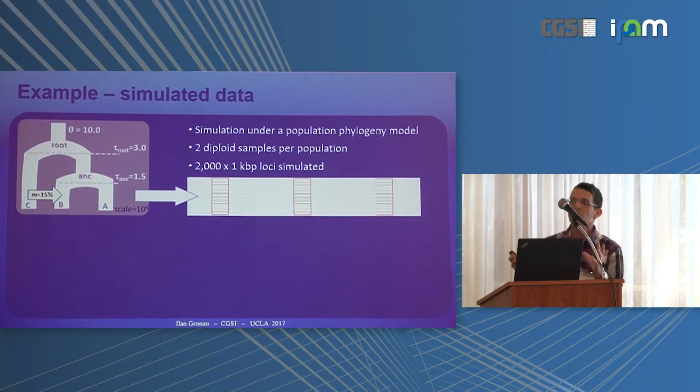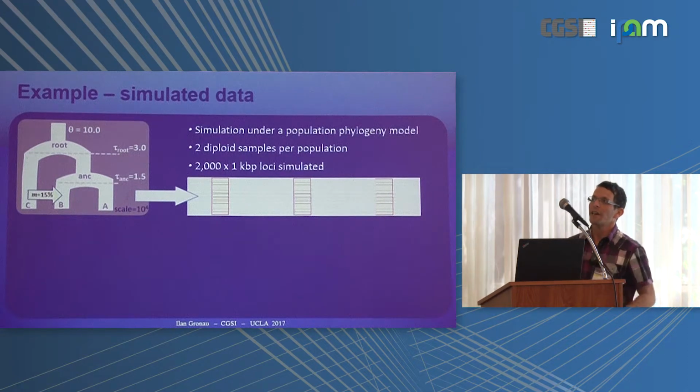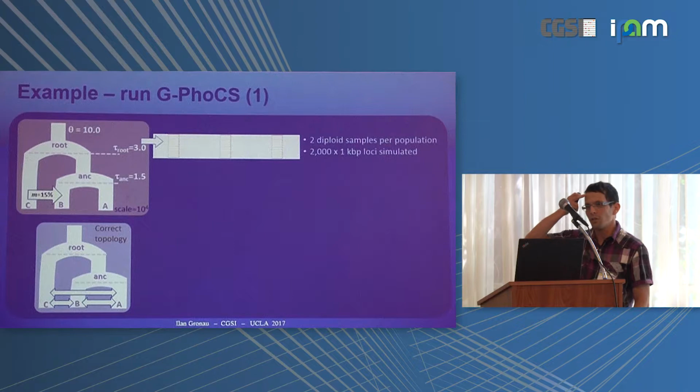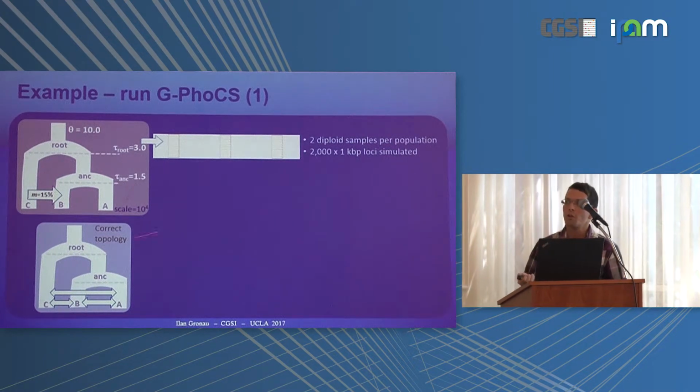So it's a very toyish example, but just to show you that the signal is actually there and can actually be captured. So these are going to be 2,000 loci, 1 kilobase long each. This is the data that we simulated, and the first thing you want to see is, do you actually get good parameter estimates if you assume the right model, the correct model.